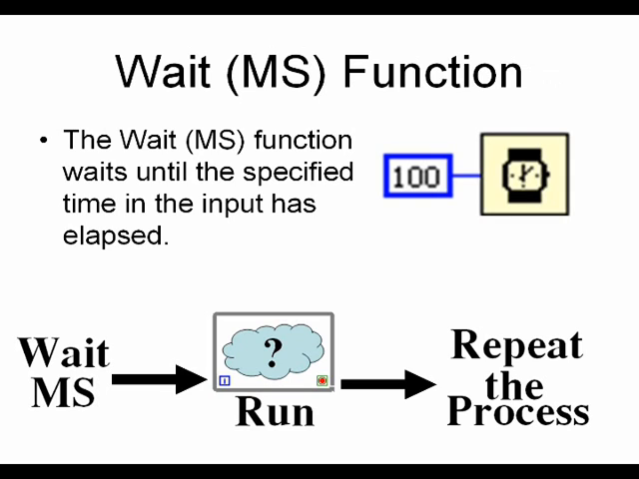So this will allow, for example, if you have a while loop, without this function the while loop will run 1000 times per second, but in this case it would run only 10 times, improving the performance of the processor.